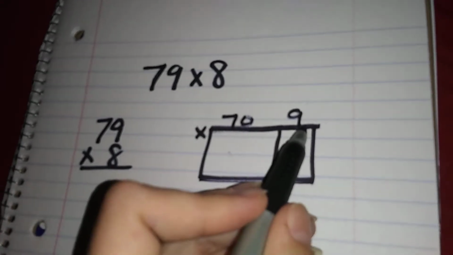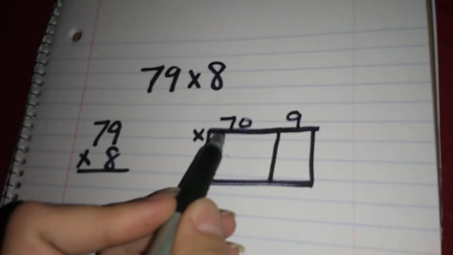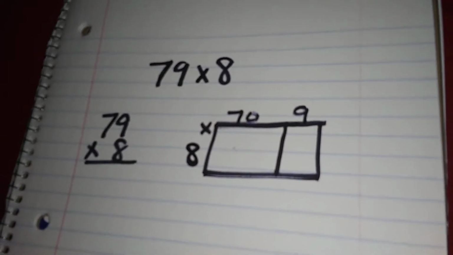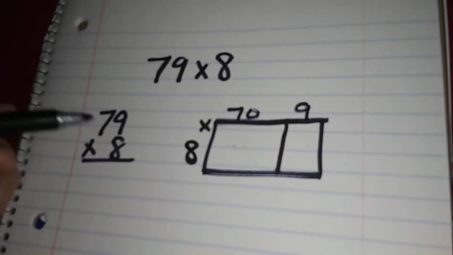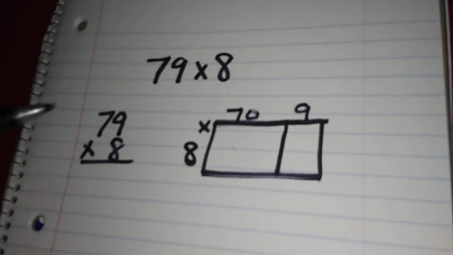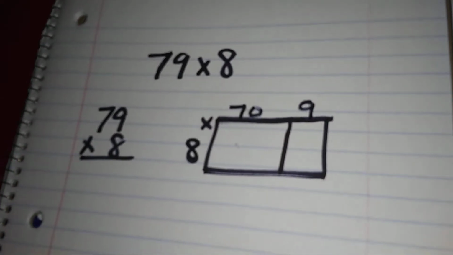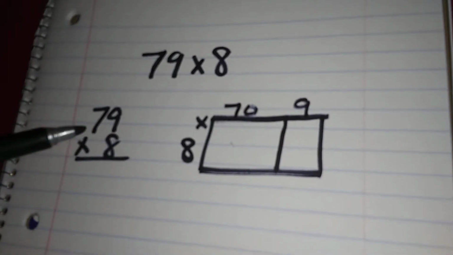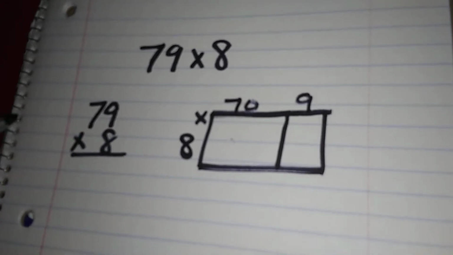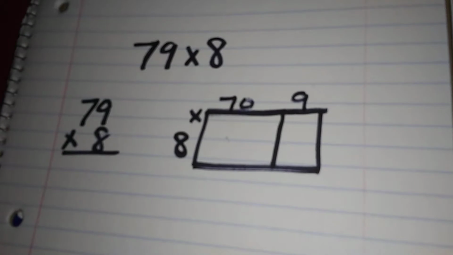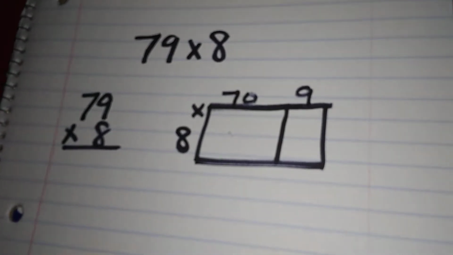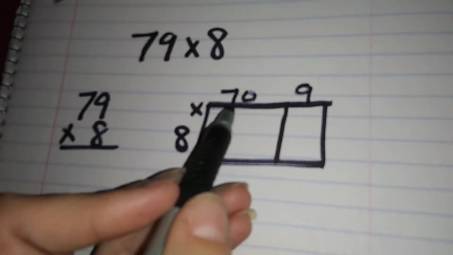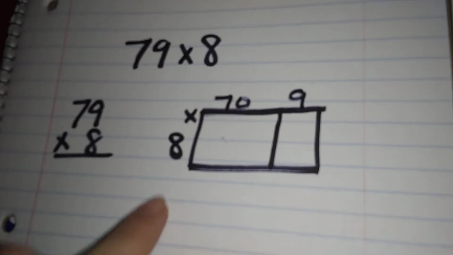So 79, since it's the larger number, goes along the larger side, and 8 is going to go on the short side. Now, over here, when we do this traditional way that most everybody, including myself, learned when we were in school, the problem with it is that it does not build number concepts or really reinforce what you're doing when you're multiplying. This way here, you're thinking about the value. So what do I mean by that?